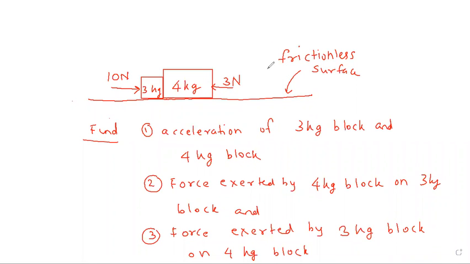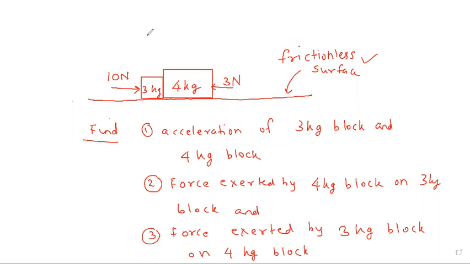Dear friends, this is another interesting problem on Newton's second law of motion. What is given is there are two blocks. One block is of mass 3 kg, the other block is of mass 4 kg, and they touch each other. They are at rest, not moving, on a surface which is frictionless.